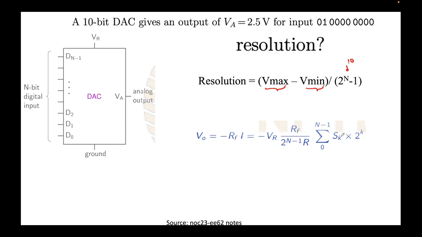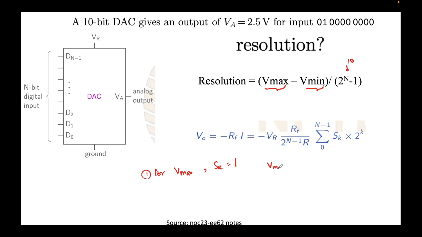We obtain it using this expression. How do I do that? If I make all the Sk equal to 1, then this V0 will maximize, and we'll get the maximum value. So for Vmax, Sk should be equal to 1. When I do that, we'll assume that RF equal to R, which is a common thing to assume and won't change the results. So RF equal to R, so this gets cancelled.